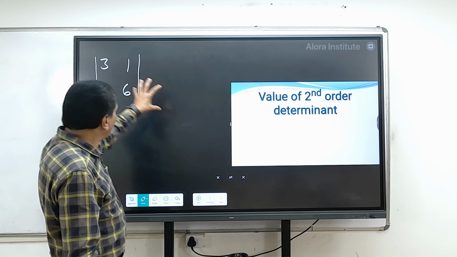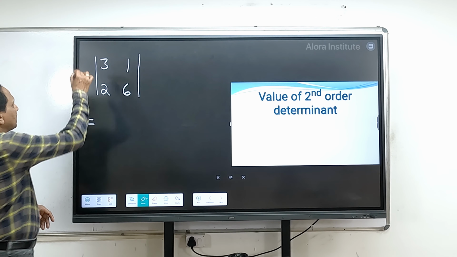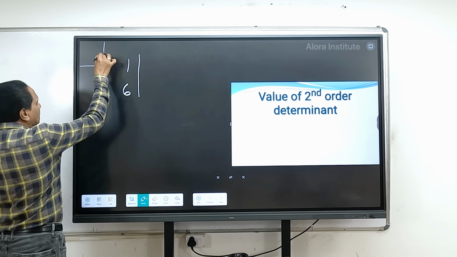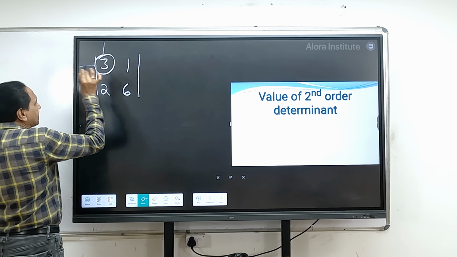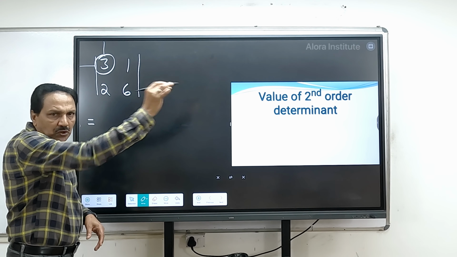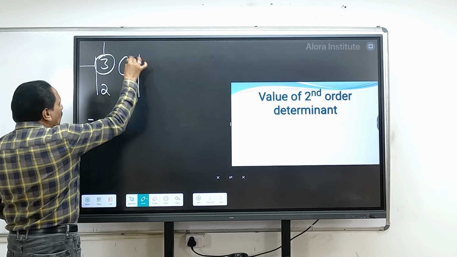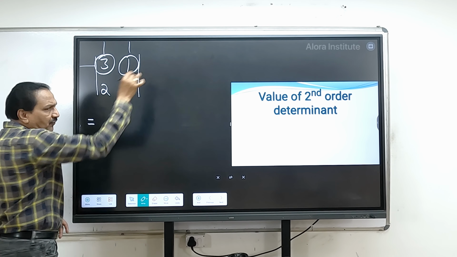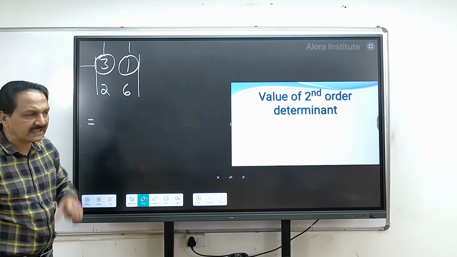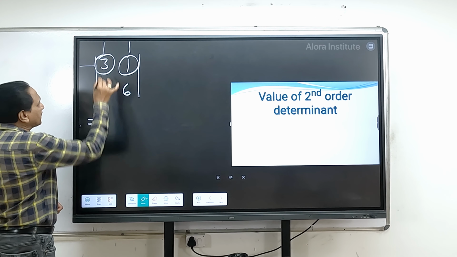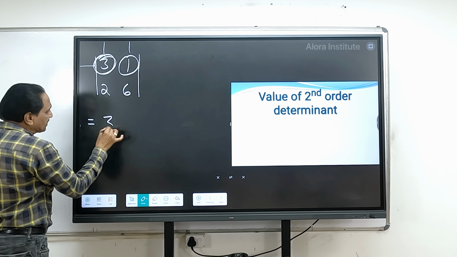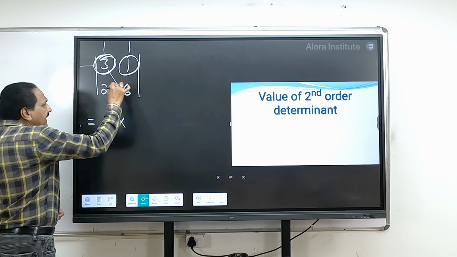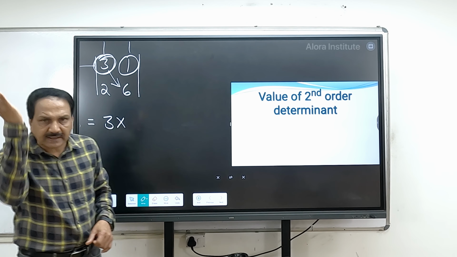Fine then. Let's go for the expansion of this. This is the first row, this is the first column, and 3 is called as first element of the first row. Whereas this 1 is called as second element of the first row. What the formula says here. So the first term, first element, that is 3 multiplied by its diagonally opposite element.